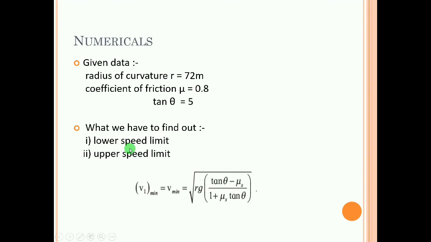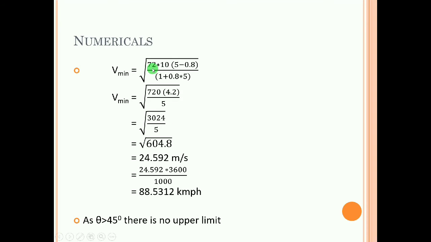For lower speed limit, we already derived the formula in our derivation. So V minimum, that is lower speed limit, is equal to square root of Rg times tan theta minus mu s upon 1 plus mu s tan theta. Theta is the angle of banking, mu s the coefficient of static friction, R and g the radius of curvature and gravitational acceleration. So you will put all the values here.